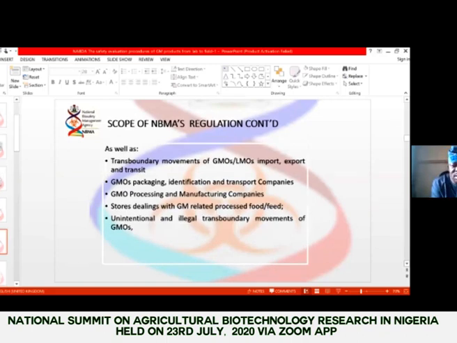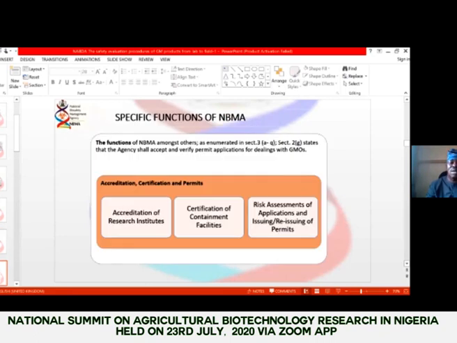As well, transboundary movement of genetically modified organisms, we also regulate this. The GMOs packaging, how they are packaged, how they can be identified, and transportation means. We must also ensure that these are within our regulations. GMO processing and manufacturing companies, these are also assessed to determine whether they are within their regulatory confines. Thus, dealings with genetically modified organisms. Unintentional movement and illegal release of genetically modified organisms, we also ensure that these do not happen.